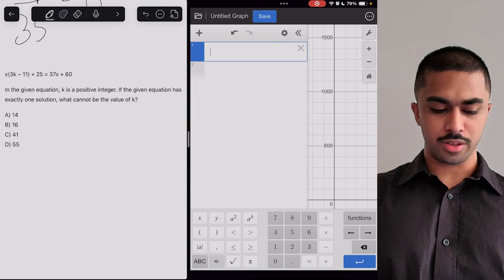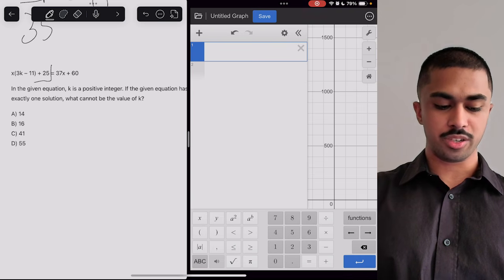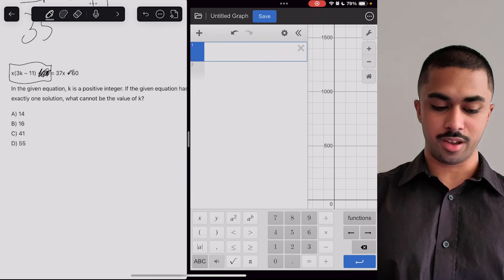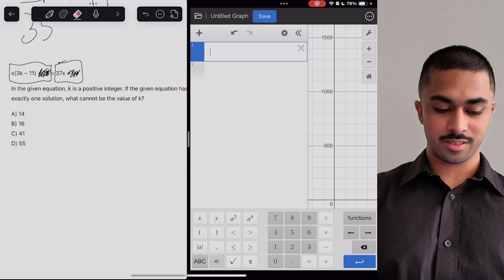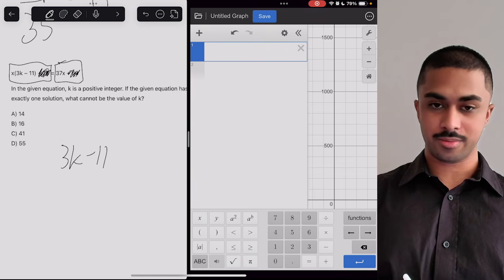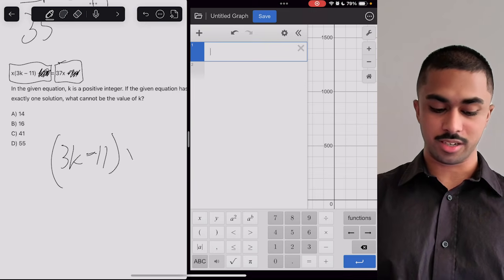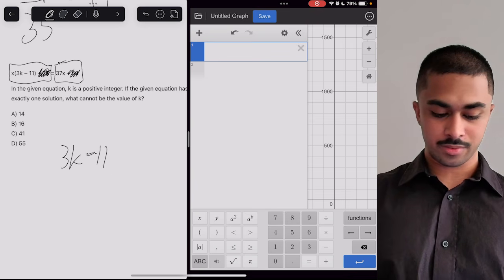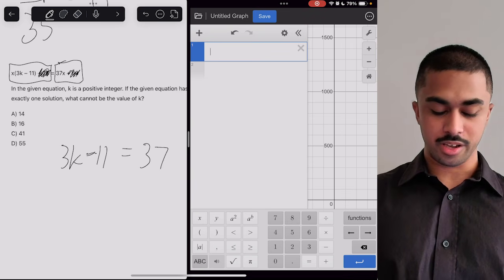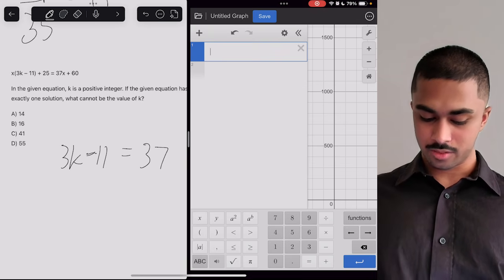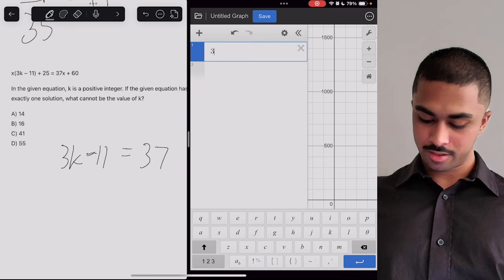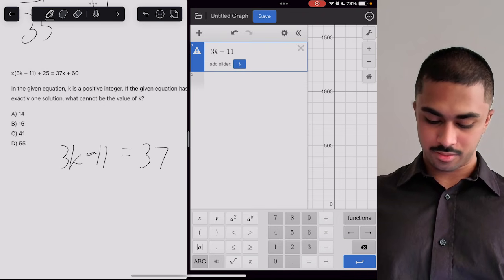So we take the slope of the first line right here. The slope does not have x in it, and it does not contain the y-intercept at all. So what do you think the slope is of this line? 3k minus 11. It does not have x in it, so this is not the slope. This would be wrong. Don't do that. And this is equal to 37 because 37 is the slope of the second line. Okay, let's put this into Desmos. 3k minus 11, 37.